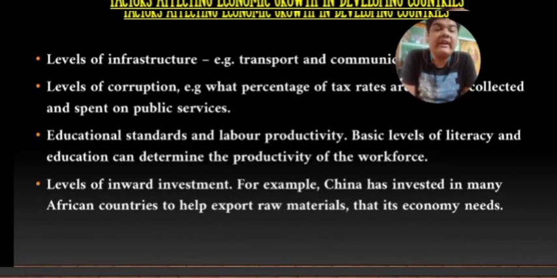Level of inward investment. For example, China has invested in many African countries to export raw materials that its economy needs.